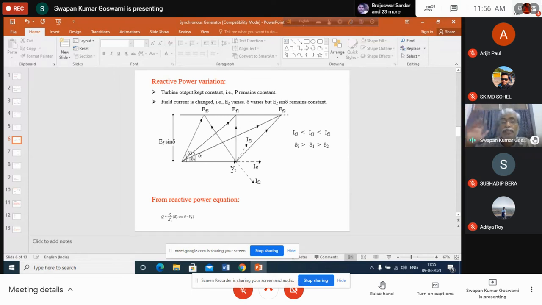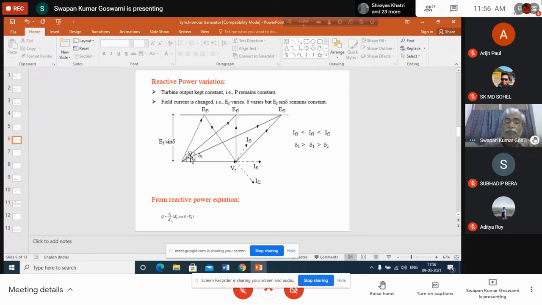So if you increase the field current, the field flux also increases. So what will happen to the induced EMF? That will increase. The field current is increasing, this component is remaining the same, so what will happen? Obviously the delta value will decrease compared to the previous value of the field current. If you decrease the field current, obviously the induced EMF will decrease. But since EF sine delta is kept constant, because of the reduction in field current, you see that the delta value will increase.